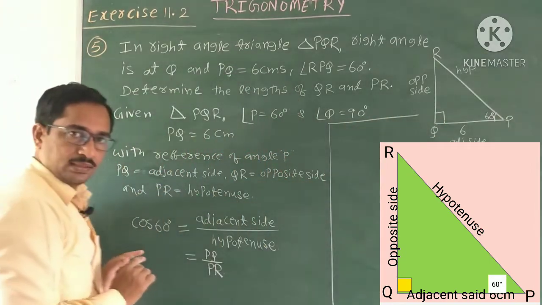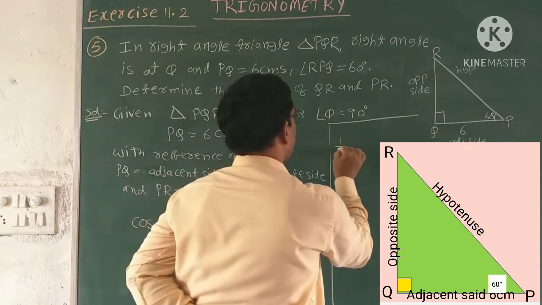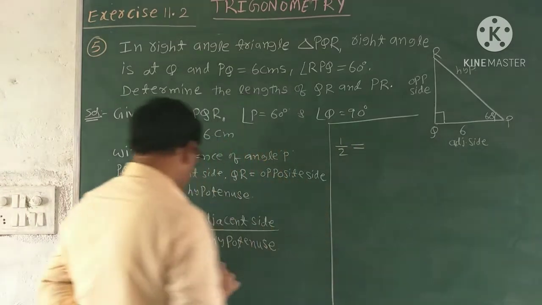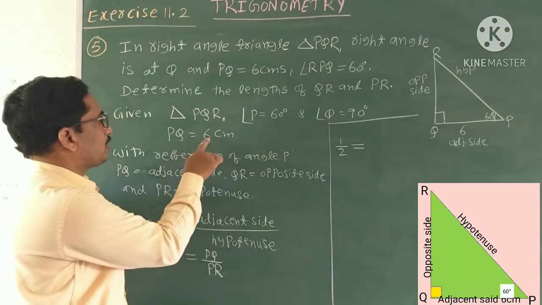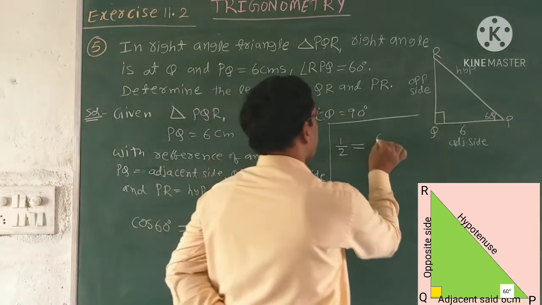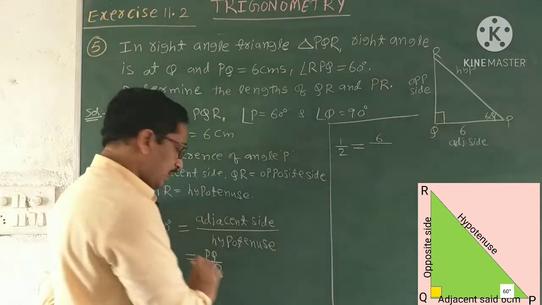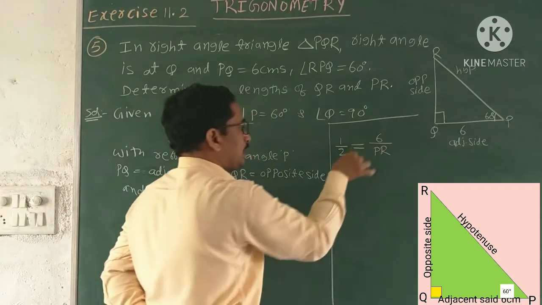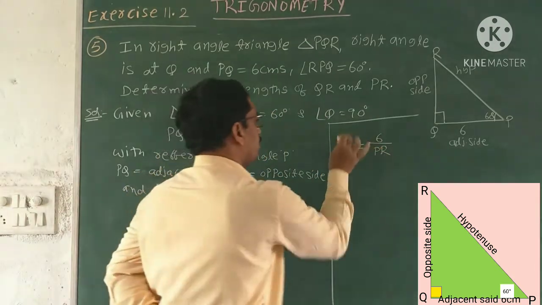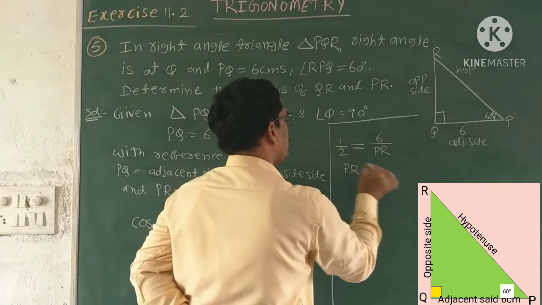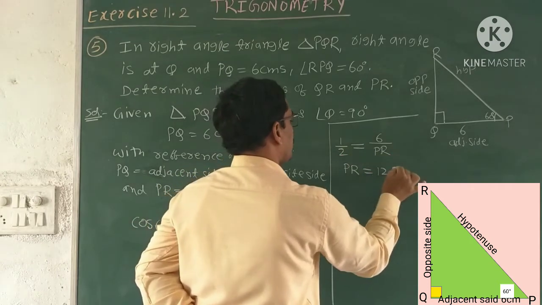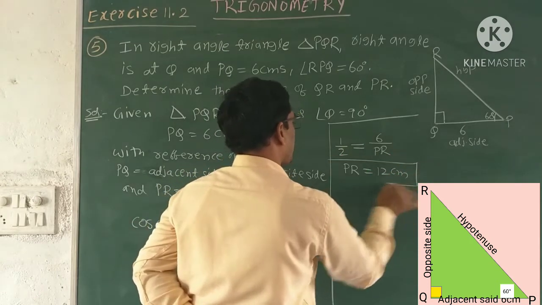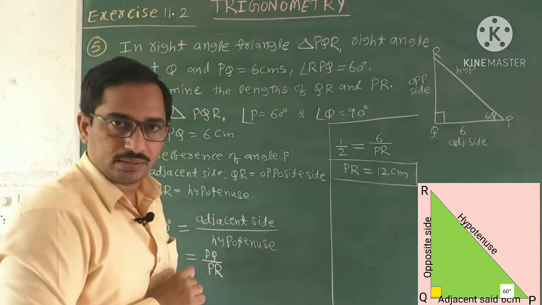Now substitute the value. Cos 60 degrees. Cos 60 degrees value 1 by 2 equal to PQ. The length of PQ is given 6 centimeters by PR. We have to calculate the length of PR. Now do cross multiplication. 1 into PR equal to PR. 2 into 6 is 12 centimeters. So length of PR is 12 centimeters.